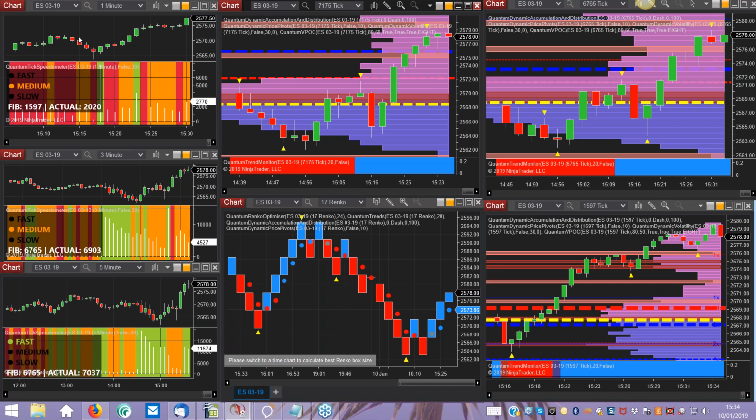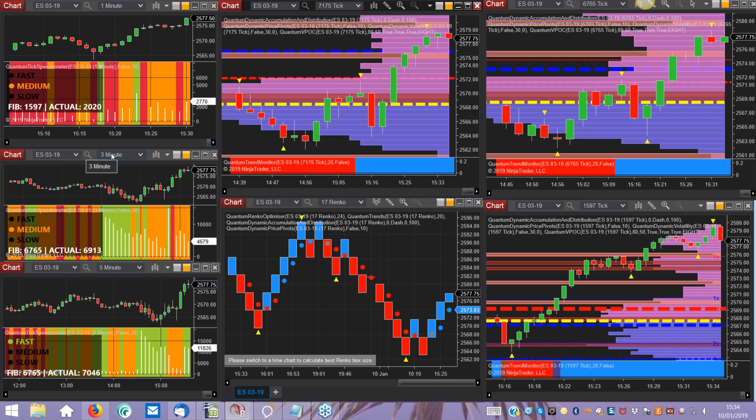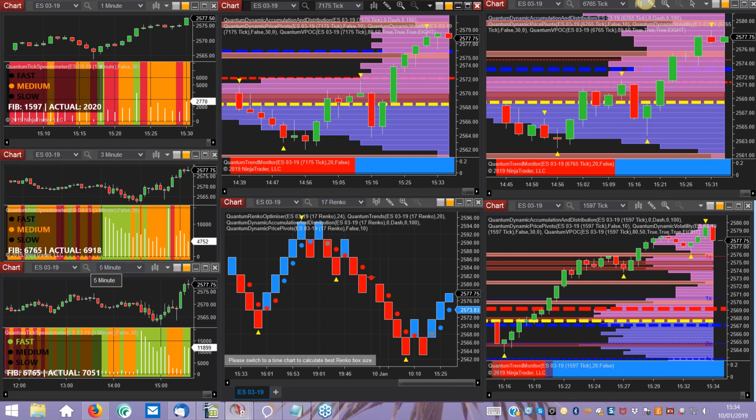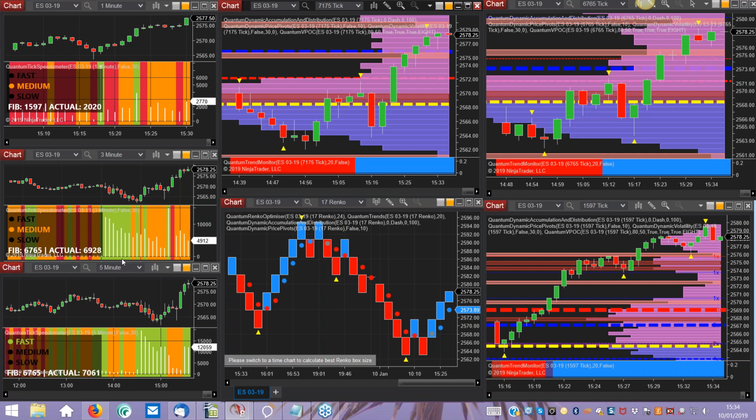And then down the side here, I have the tick speedometer on 3 different time frames: the 1 minute, the 3 minute, and the 5 minute at the bottom. But again, you could have 1, 2, 3. You could even go down to the seconds if you're trading at a super fast speed.